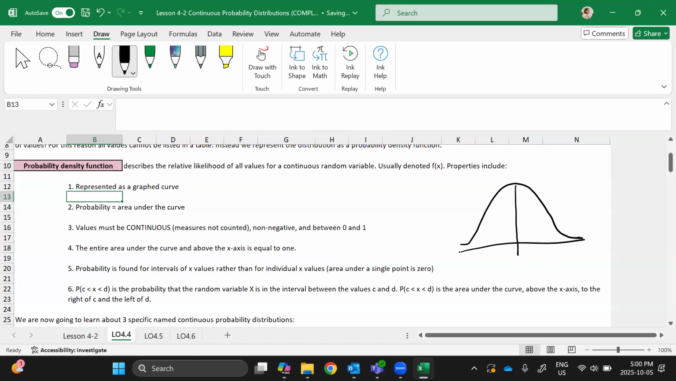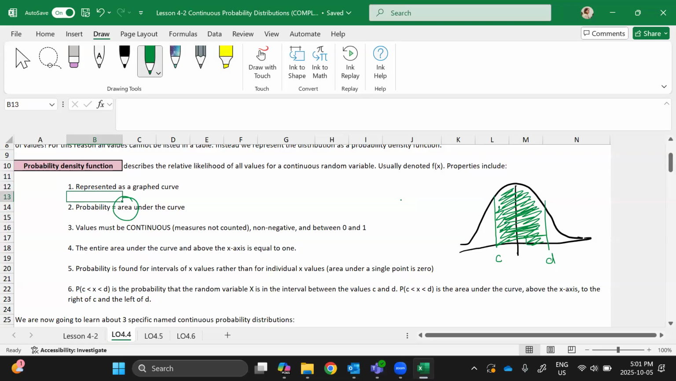Let's say this is the middle of the distribution and I want to find the probability between, if I call this point C and this point D, it would be represented as an area under the curve. Whereas in a table, you normally have to add up the individual probabilities. In this case, when we talk about probability, we're always referring back to area. So how much probability is taken up in this drawing.